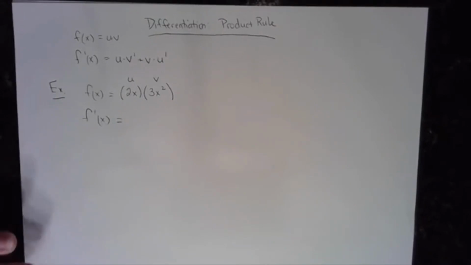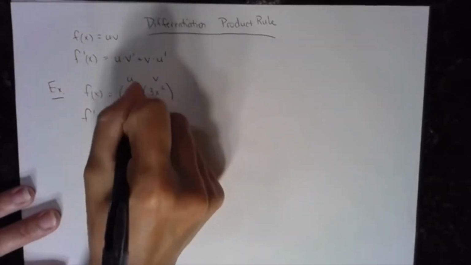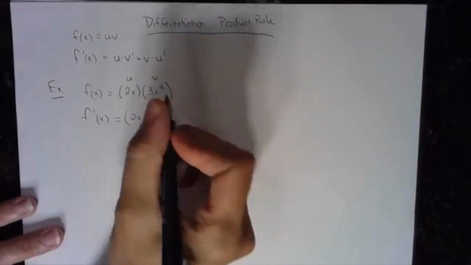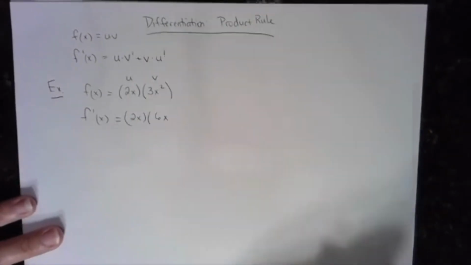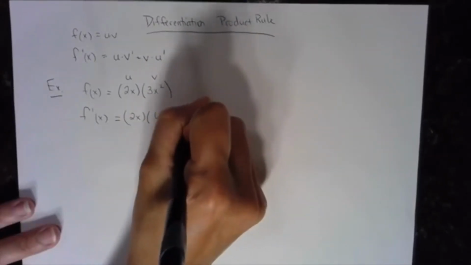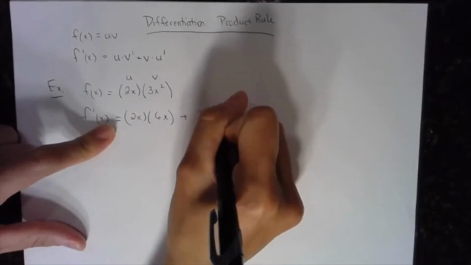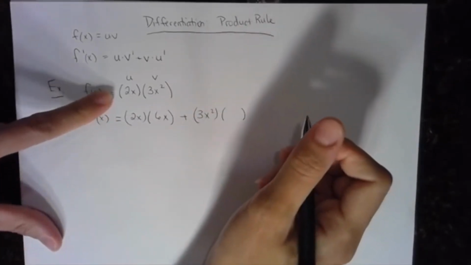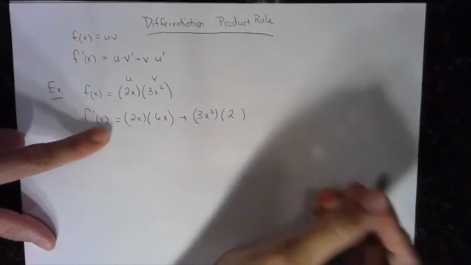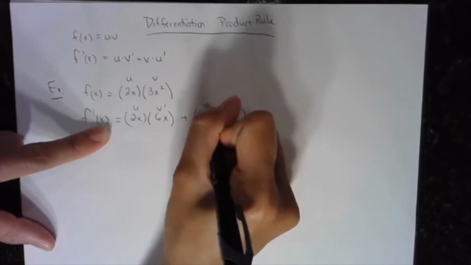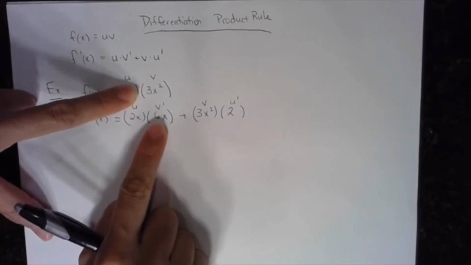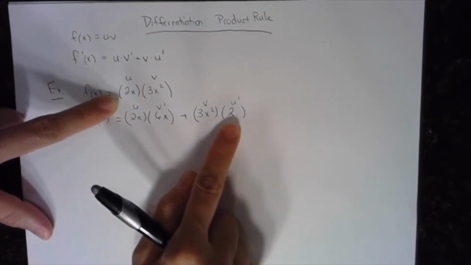To find f prime of x, we take the first, 2x, copy it down, times the derivative of the second, and the derivative of v, which is 3x squared, is 6x. First times the derivative of the second plus the second, meaning copy it down, times the derivative of the first, the derivative of u, which is 2x, the derivative of that is just basically 2. So I have u times v prime plus v times u prime. The first times the derivative of the second plus the second times the derivative of the first.